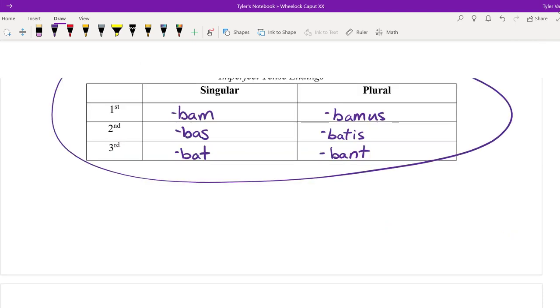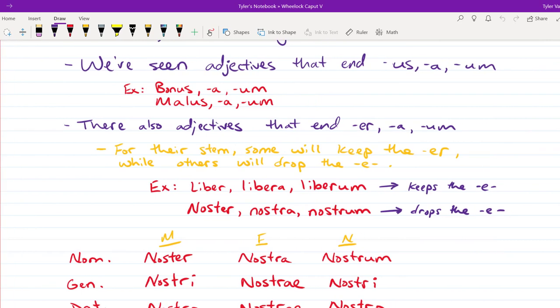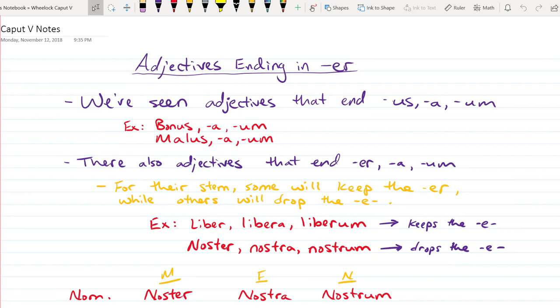The last thing to deal with here in the notes is the idea of adjectives that end in er. Okay, and we've seen adjectives that end in us, a, um already. Examples being like bonus or malus. Remember that every time that you're given this stuff, the us is the masculine, the feminine, and the neuter. Masculine, feminine, neuter. Those are the things that you're given every single time. The nominative singular for those.